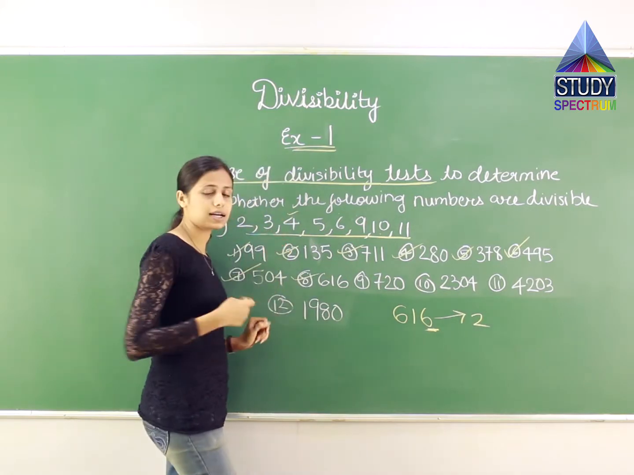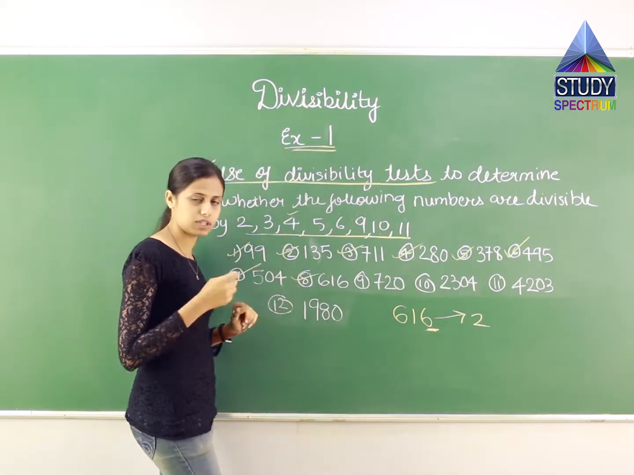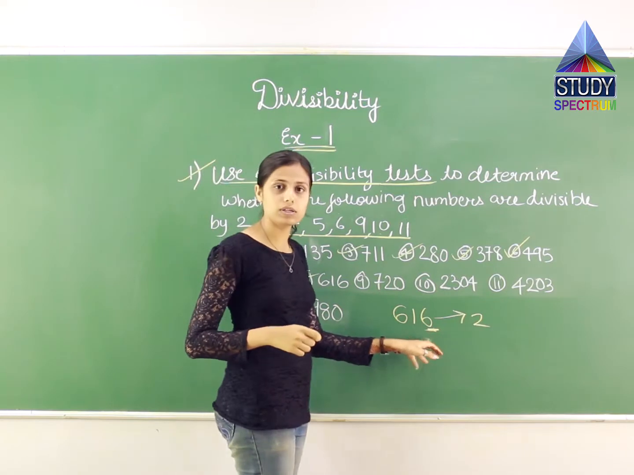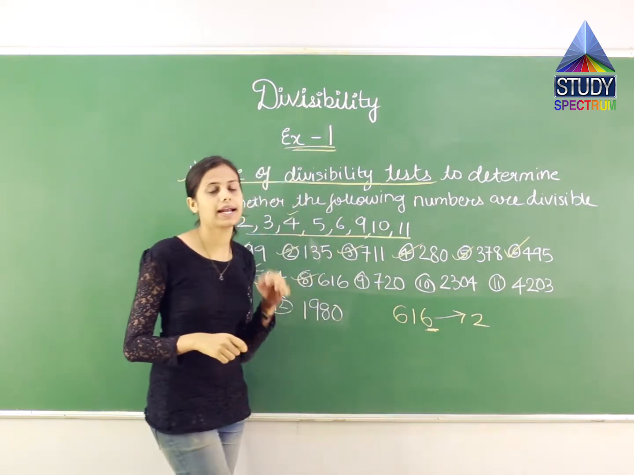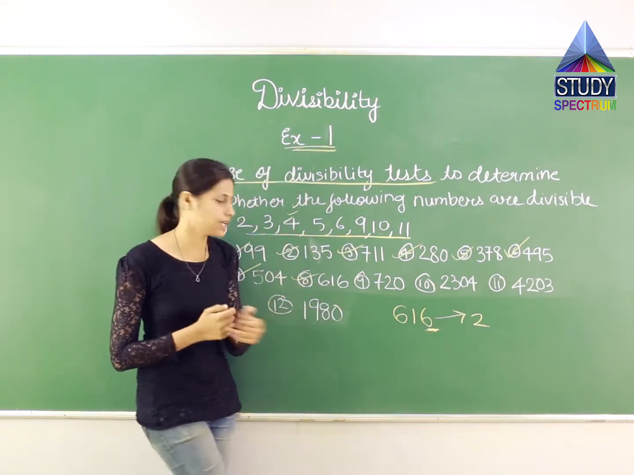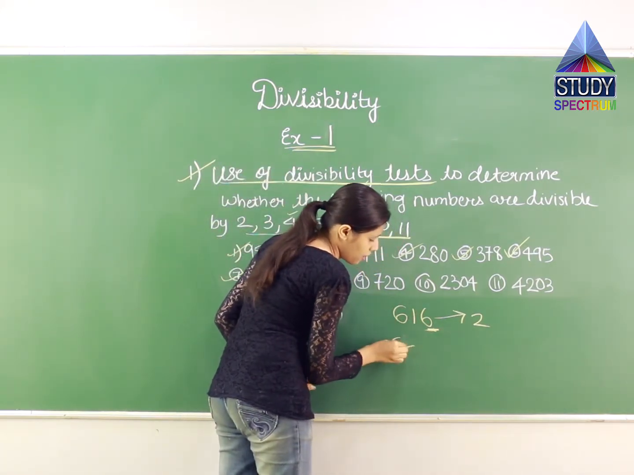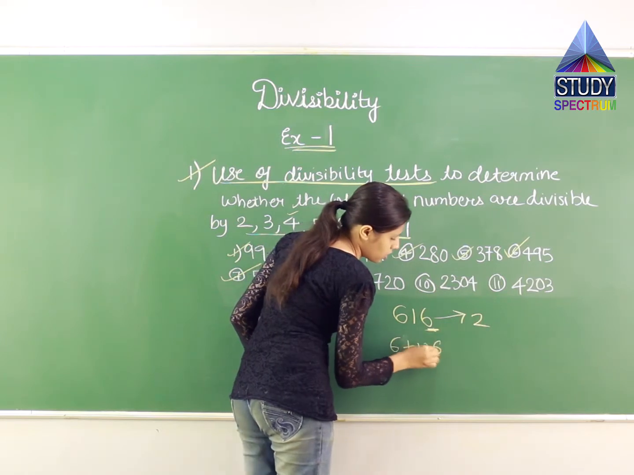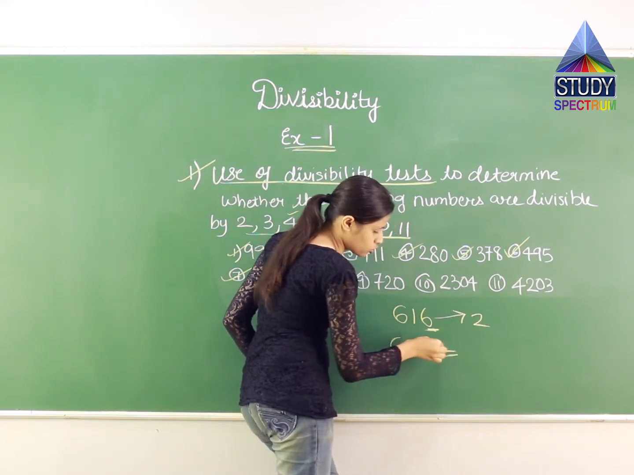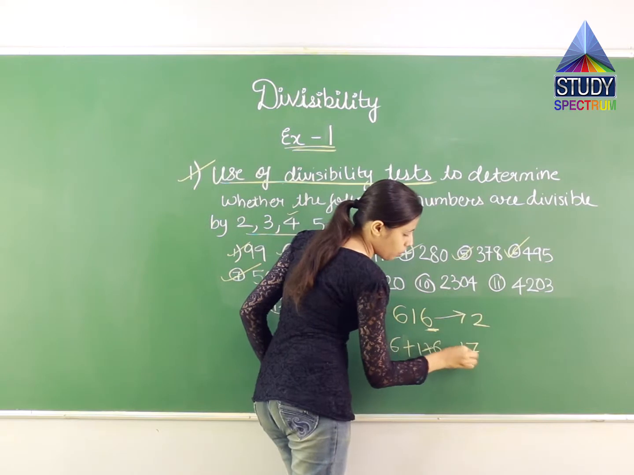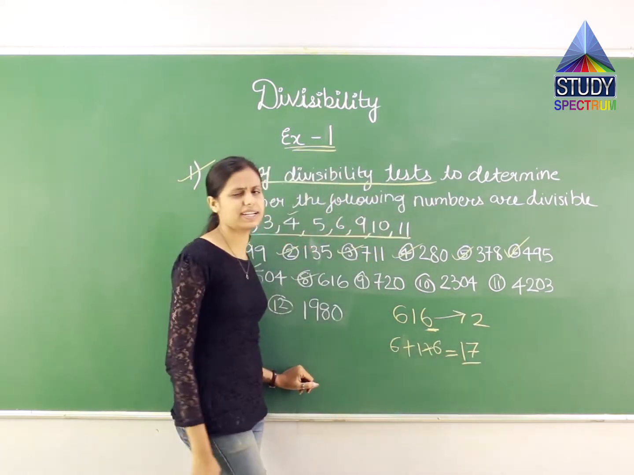Now 3. What is the condition for test of divisibility of 3? You have to add all the numbers. If the sum is divisible by 3, then the entire number will be divisible by 3. So it is 6 plus 1 plus 6, which gives me what? 6 plus 1 is 7, plus 6, 13. So I have 13 over here.